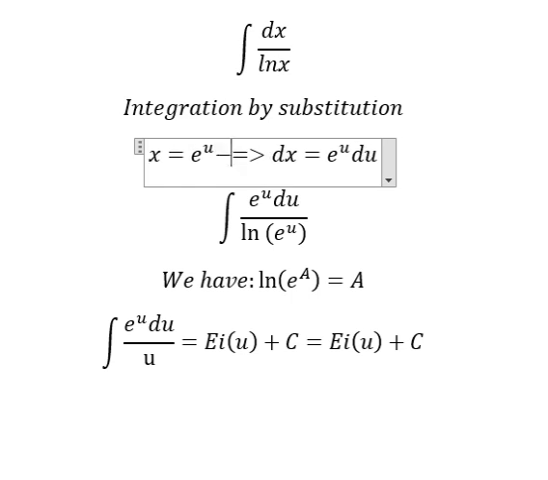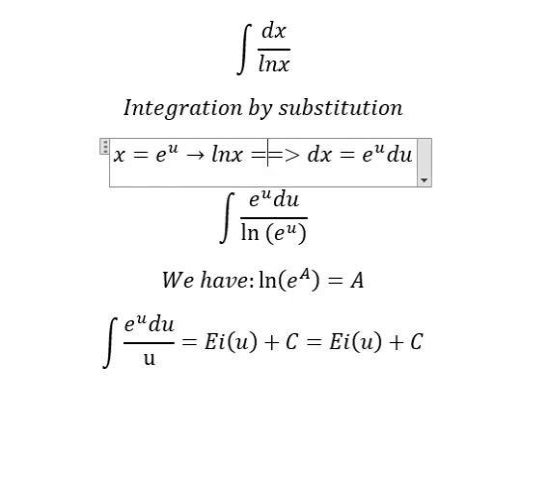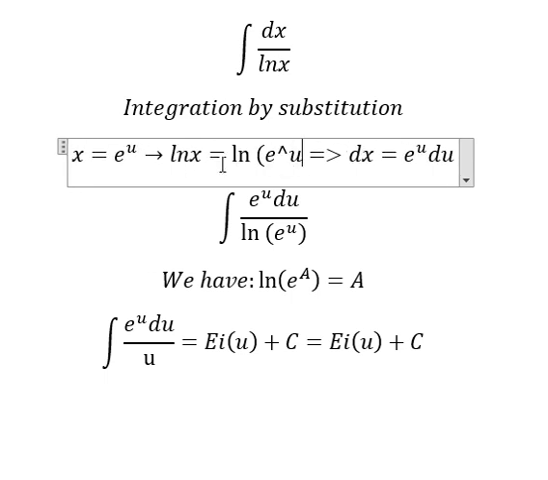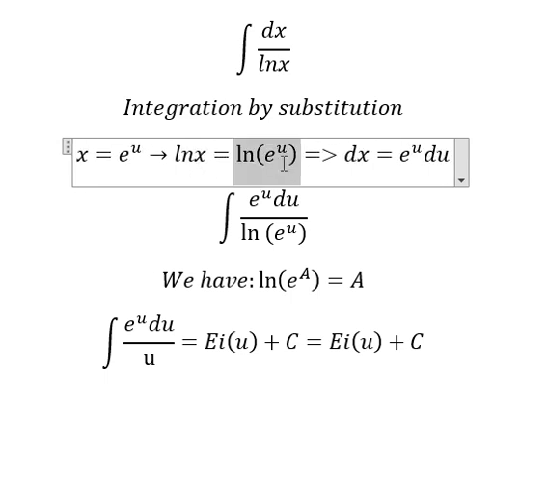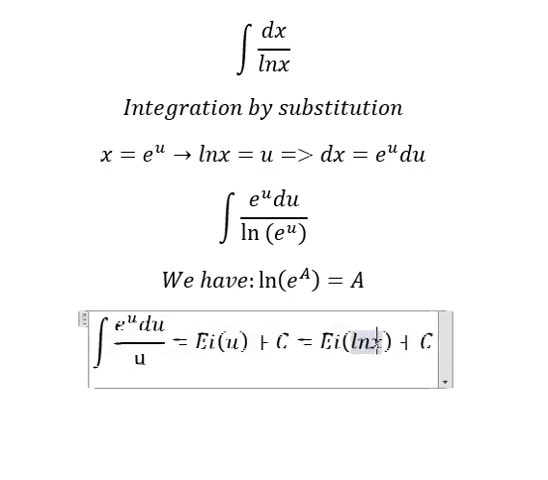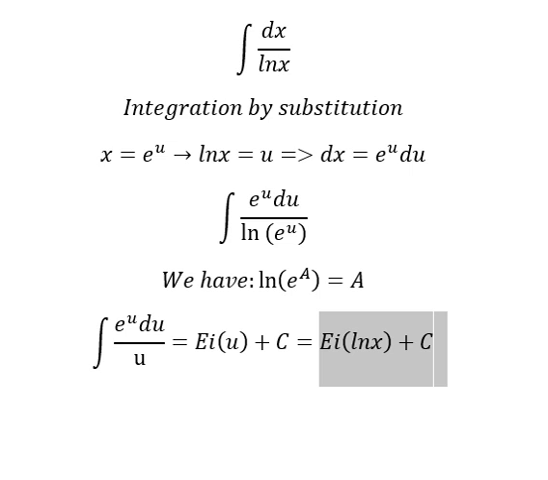So we put natural log on both sides. And this one you get u. And u will change back to f and s. And that is the final answer.